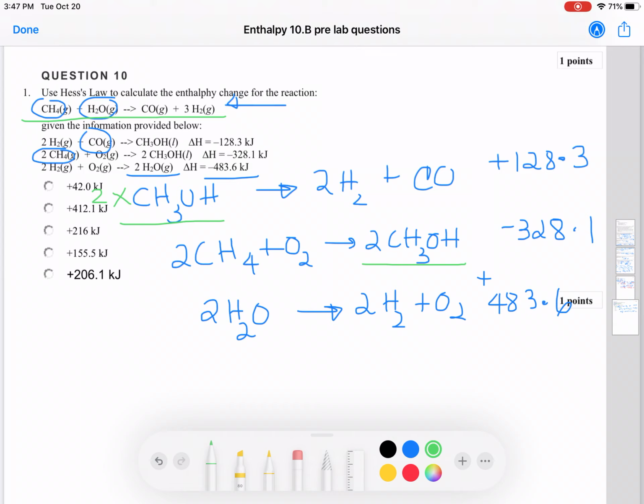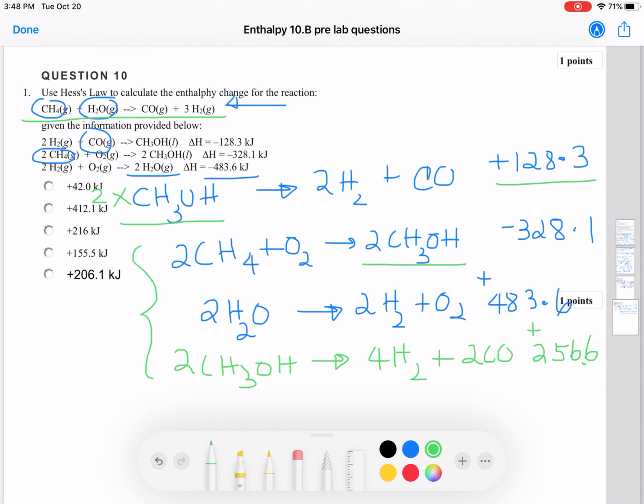So when you multiply it by 2, it would become 2CH3OH, and 2 times 2 hydrogen, 4 hydrogen. The whole reaction needs to be multiplied, and then the 2 carbon monoxide. Everything needs to be multiplied by 2, and the enthalpy also needs to be multiplied by 2. So that would become 256.6, and also we need to keep the same sign. This is positive. Now we're going to add these 3 together to get our target reaction.